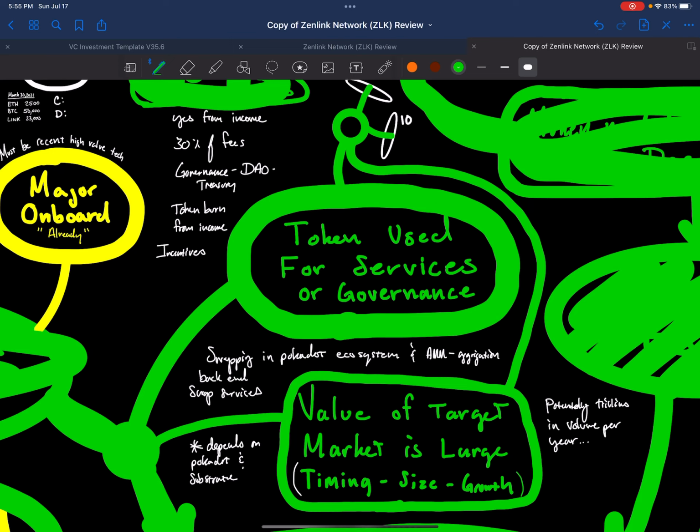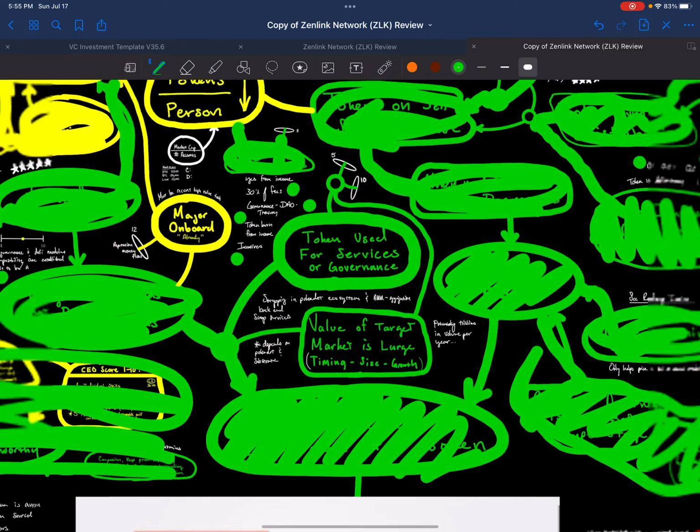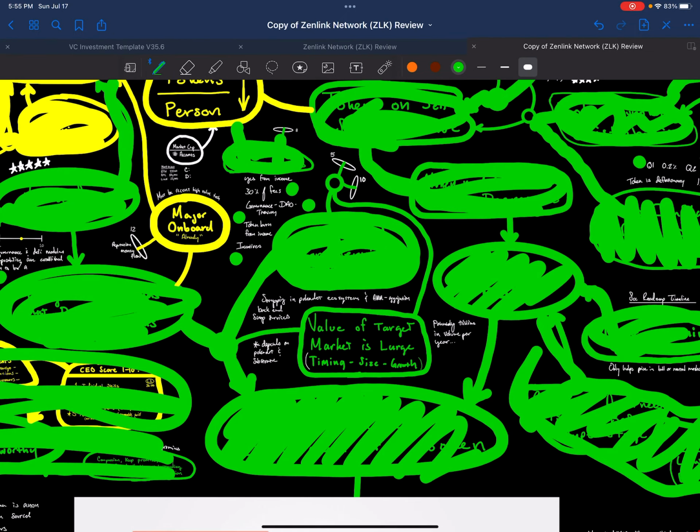Now, regarding what this token does, it does the burns. 30% of fees go to burning the token. Governance, DAO, treasury, running all of that will go live. It's not live now. That's why I put it into centralized governance. But when that goes live, it will move to be more decentralized. And that could potentially lead to it having good price action as well, because it'd be less dependent on the anonymous team. We want to get it open source and working with the governance. That could be potentially powerful price action in the future. Token burn from income incentives. So that's what the token is used for. So it's a valuable token model.